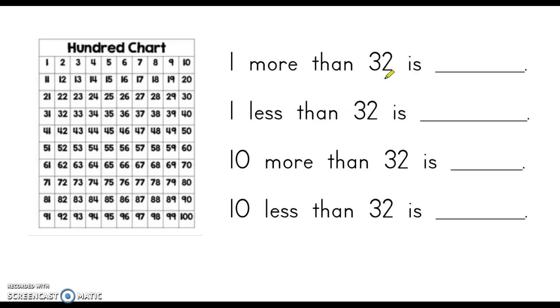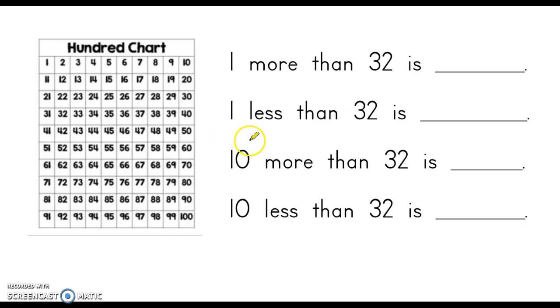A quick review from yesterday: the number 32, the way it's written right here, is in standard form. If I look to the digit in the ones place, I see a 2. If I look to the digit in the tens place, I see a 3. That tells me that there are 3 tens and 2 ones, and that is the number 32. My first step is going to be finding 32 on the 100 chart to help me solve this problem.